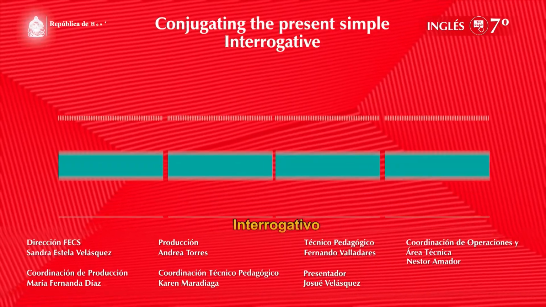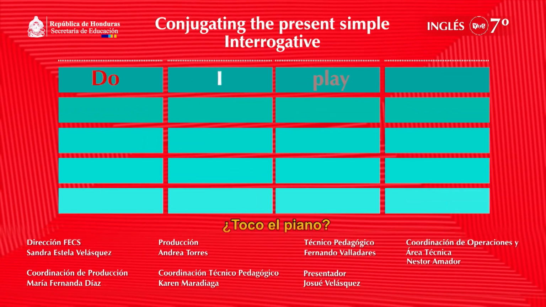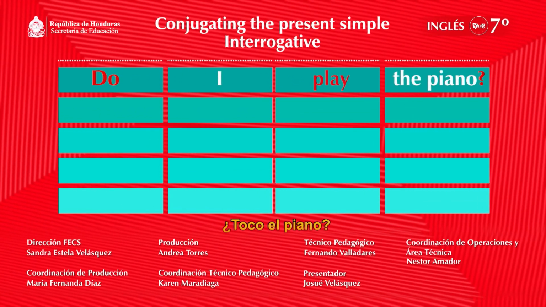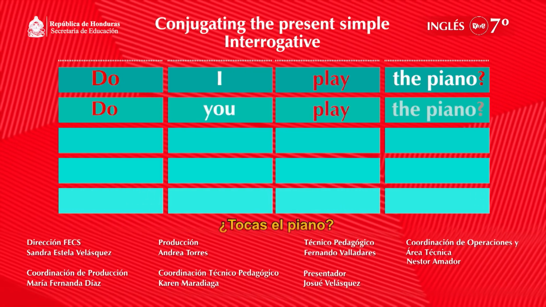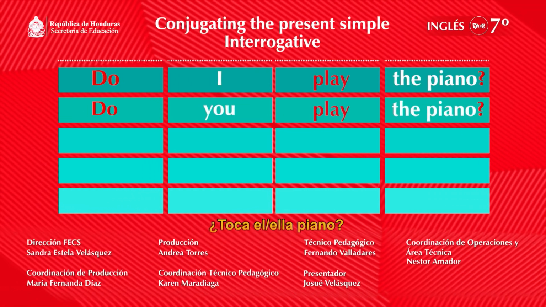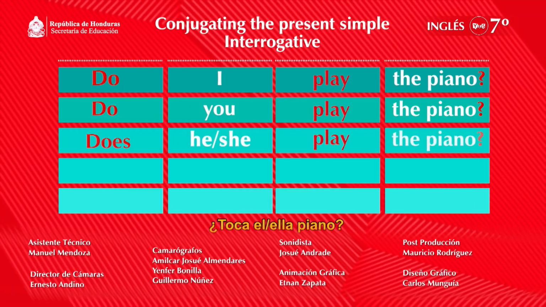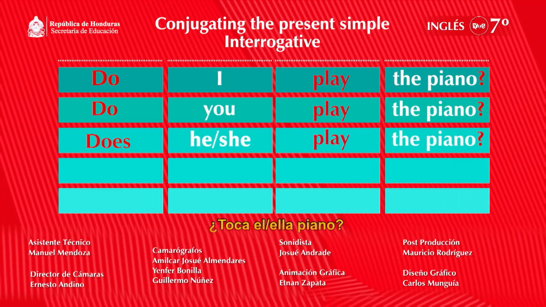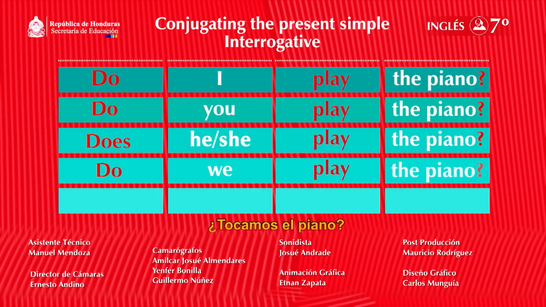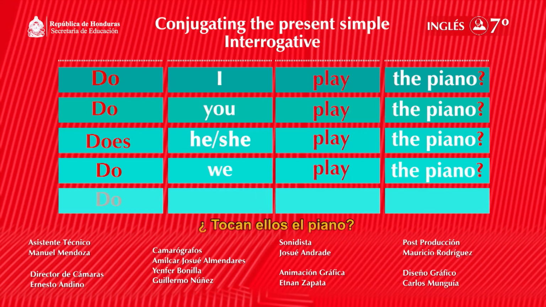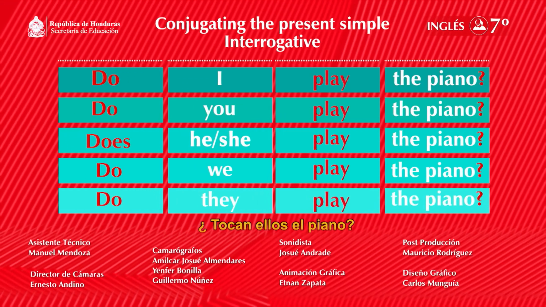Conjugating the present simple interrogative. Do I play the piano? Do you play the piano? Does he, she play the piano? Do we play the piano? Do they play the piano?